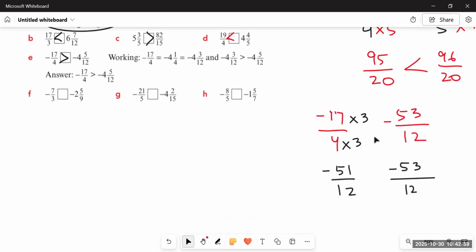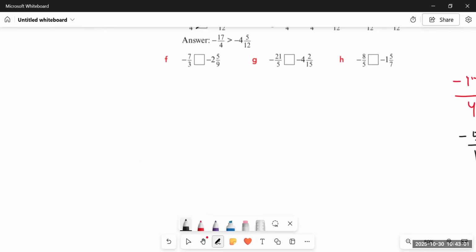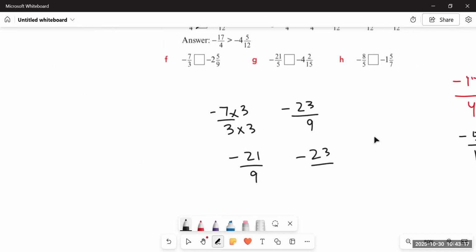In the next part F, we have minus 7 over 3. 2 nines are 18. 18 plus 5 is 23. I will multiply both of them, the first fraction by 3. It becomes minus 21 over 9 and minus 23 over 9. Out of these two, minus 21 is greater. So this fraction is greater.